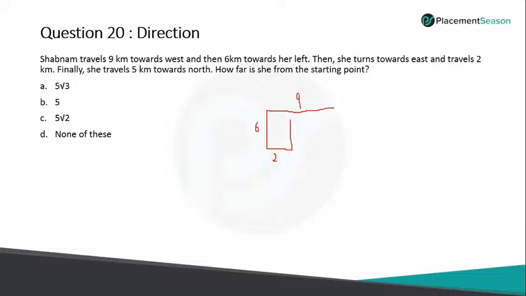Now, how far is she from the starting point? The starting point is here, the ending point is here. So you have to find the hypotenuse now. It is not in a straight line, which means we have to apply the Pythagoras theorem now. In this 9 kilometers, she traveled 2 kilometers this side, so the remaining will be 7. So this will be 7.